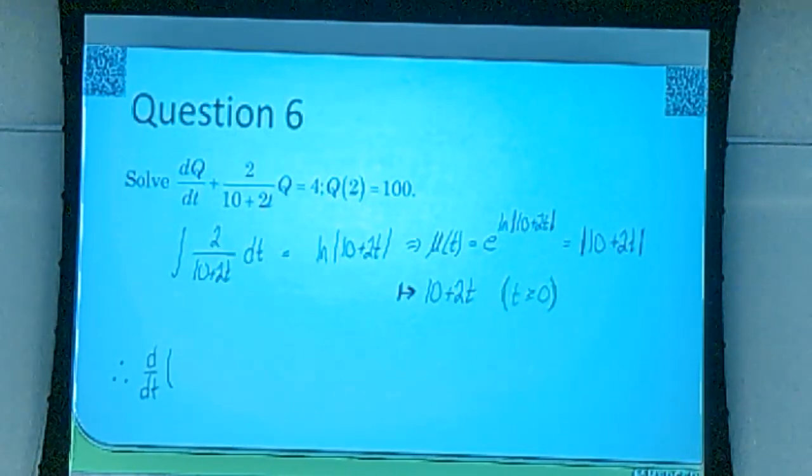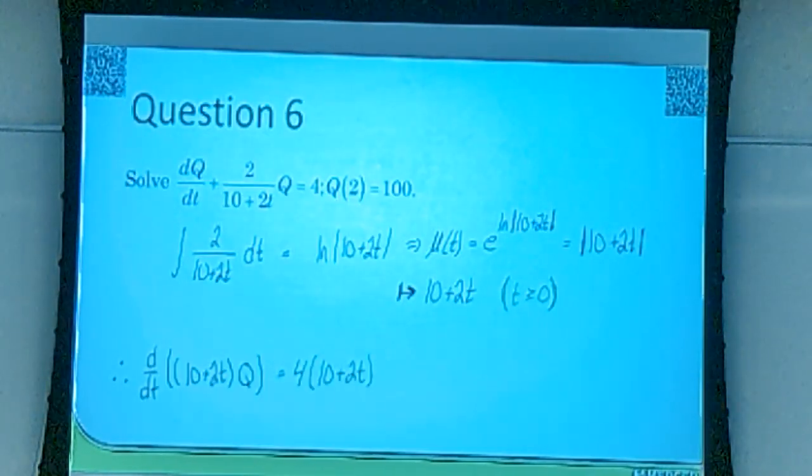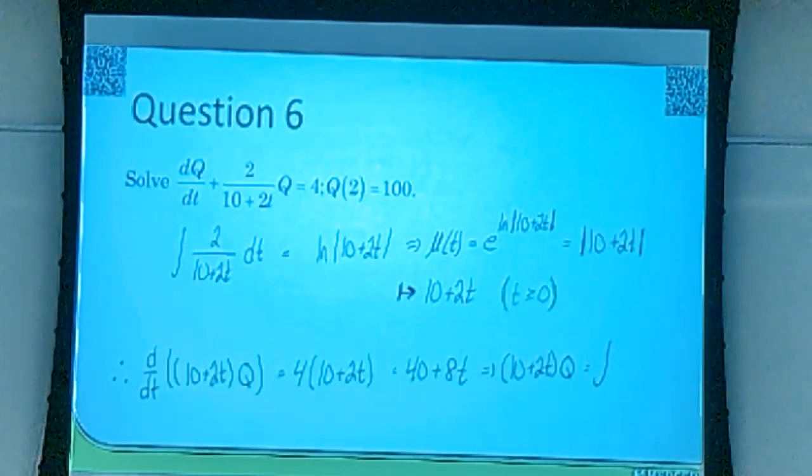So what we get, the derivative of that would equal 4 times 10 plus 2t, which I will distribute out. 40 plus 8t. That is a simple antiderivative to do, right? What's that antiderivative?